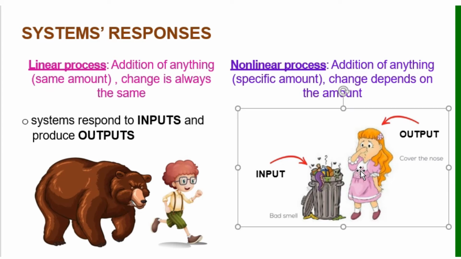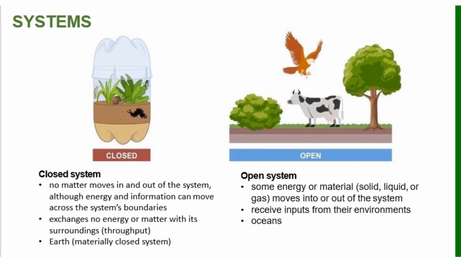In this case, this is the best example of a nonlinear process. We have the input here, which is the garbage. The more garbage we put into the bin, the more smell it can produce. That's the output. The less garbage in the bin, the less smell. So that's the best example of a nonlinear process.